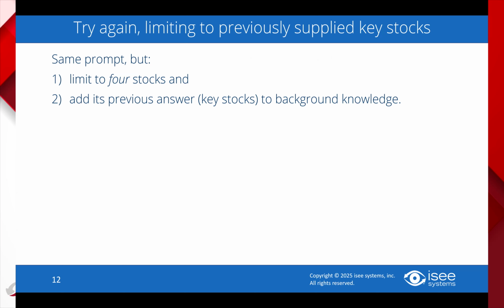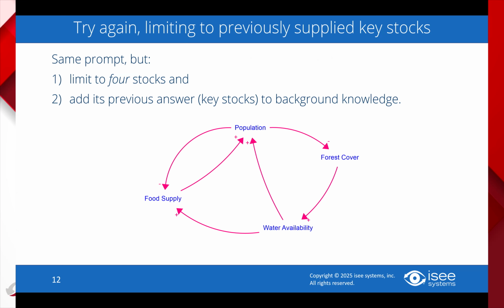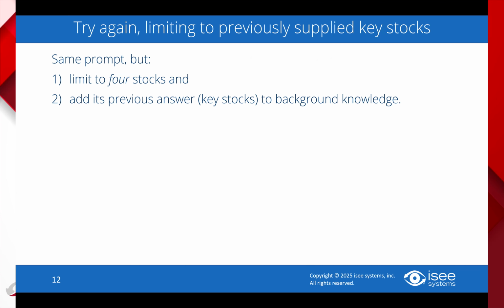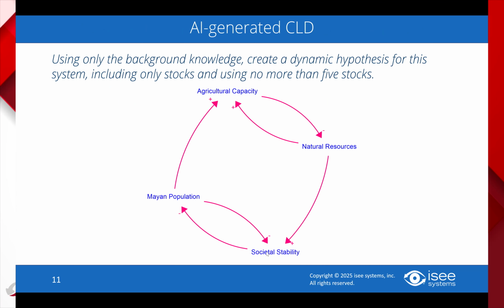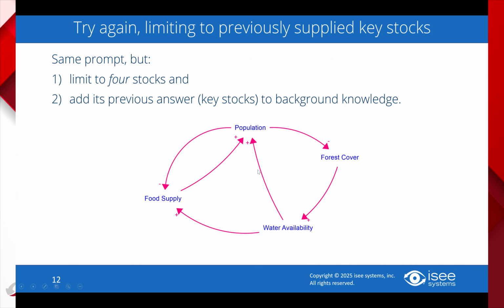And I added to the background knowledge. And now it gave me something that actually made sense, that actually uses the background knowledge. I don't know if anyone noticed, by the way, societal stability was never mentioned before, and I don't believe it's even in the article. So it's making stuff up. Anyway, here we have a decent CLD.